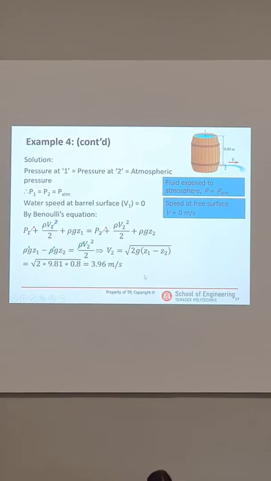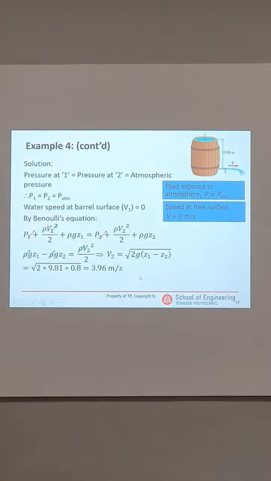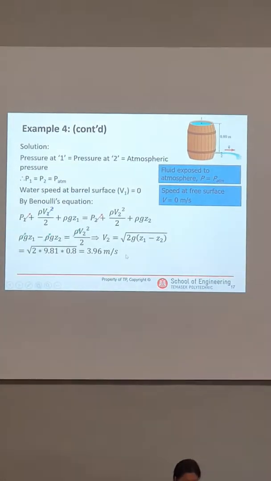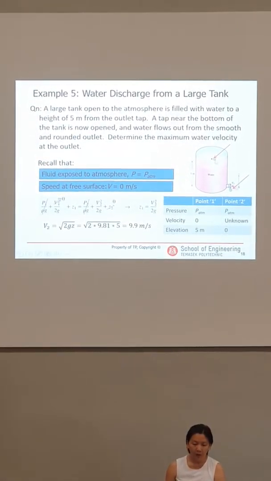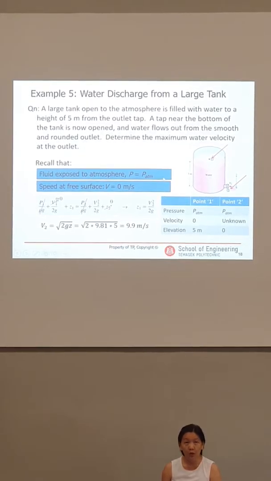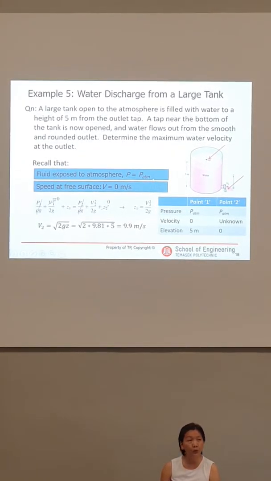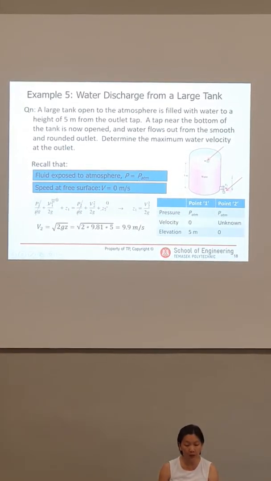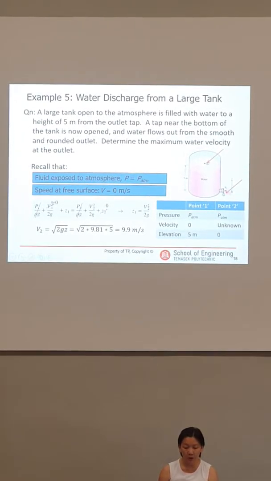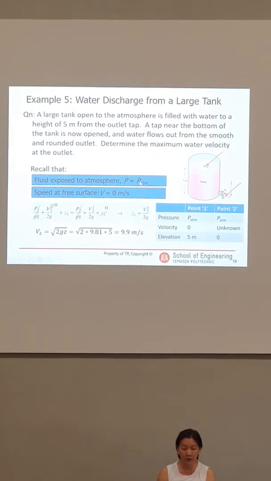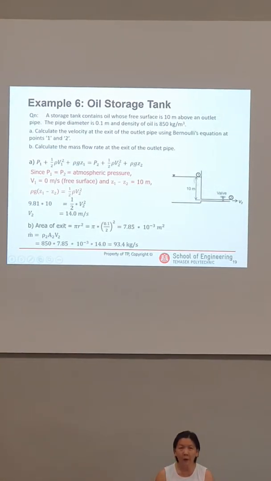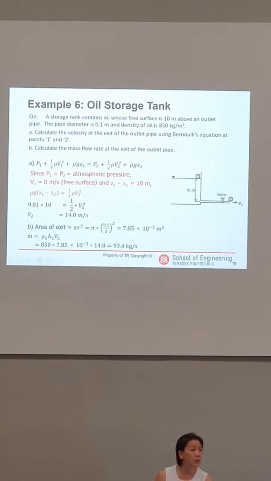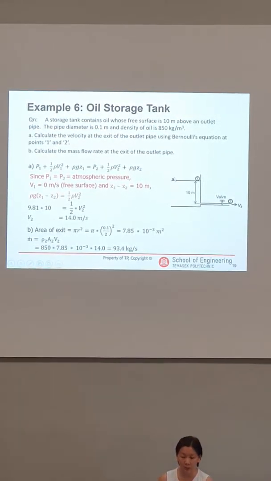Am I too fast? Yes. This is the second, third, fourth time. Okay, continue. The important thing for you to note is to be able to identify these 2 points. If they are open to atmosphere, then it should be PATM, and the surface is always zero velocity. We talked about Z1, Z2, and I think some of you had some confusion on Z1, Z2.